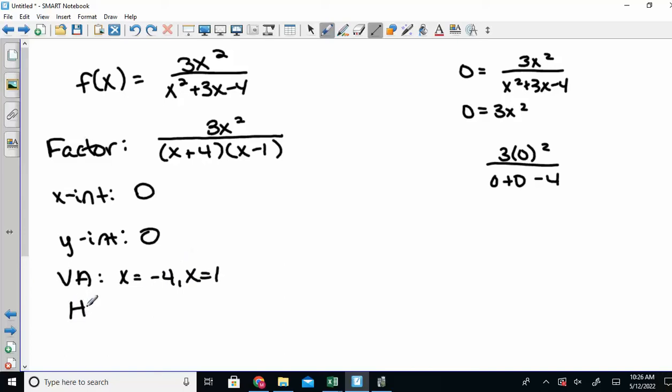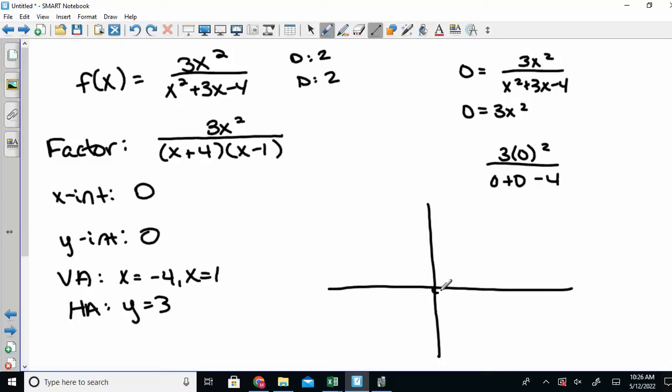Horizontal or oblique? What's the degree of the top? Degree of the bottom. If it's the same degree, you divide leading coefficients. So 3x squared over 1x squared, so 3 over 1 is just 3. Now we can graph it. The y-intercept is 0. Vertical asymptotes at -4 and +1. Horizontal asymptote at 3.